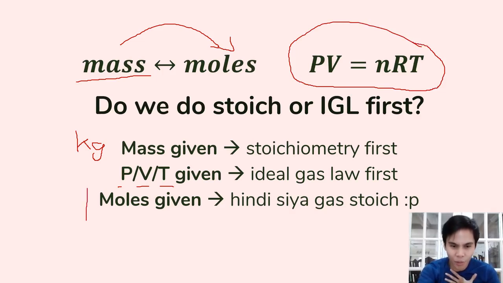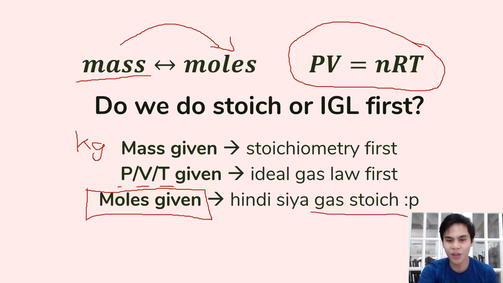Now, when you're given moles, that's actually not a gas stoichiometry question because both our ideal gas law and our stoichiometry have the number of moles in their formula. Again, we have moles here and moles here. So both ideal gas law and stoichiometry involve moles. So if you're given moles, you have to look at what's being asked for in order to figure out if you do just stoichiometry or just ideal gas law.